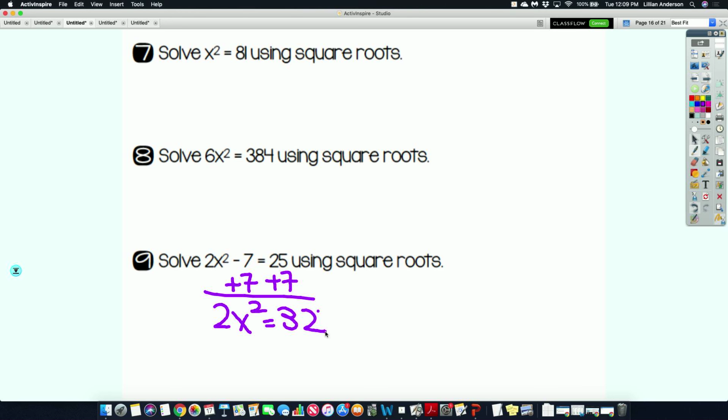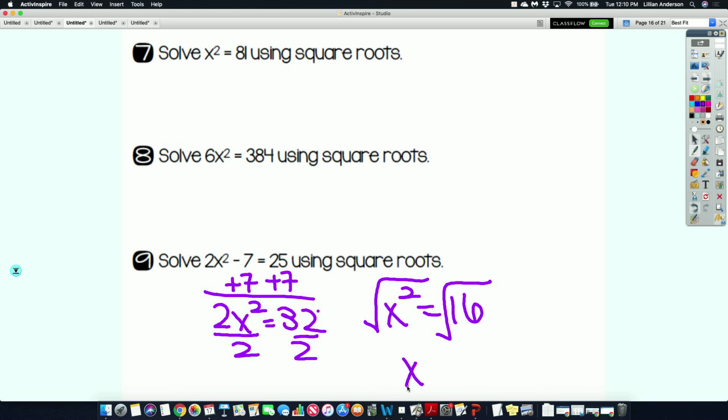And then I need to divide by 2. What's 32 divided by 2? So right now I have x squared equals 16. I need to get the x squared part by itself because in order to get rid of that square, I need to do what? And anytime you take the square root in an equation, your answer is always, say it again, plus or minus the square root of that number. Okay? So don't forget, plus or minus when you're doing square roots.